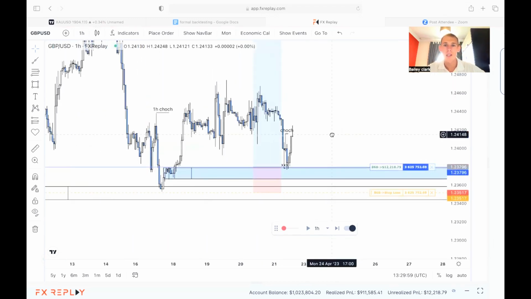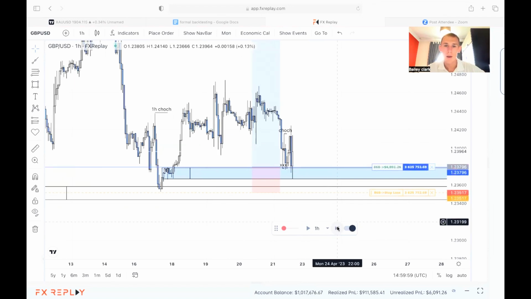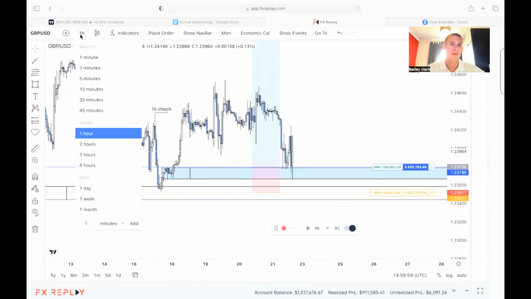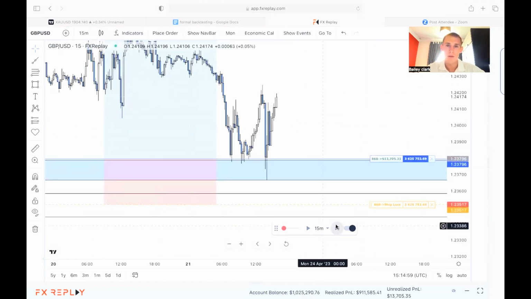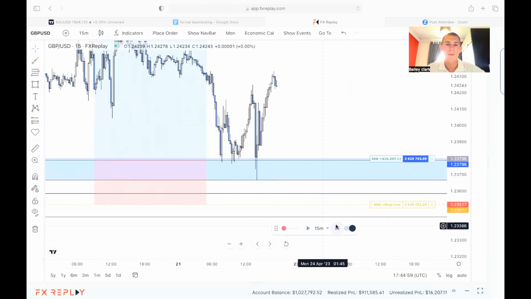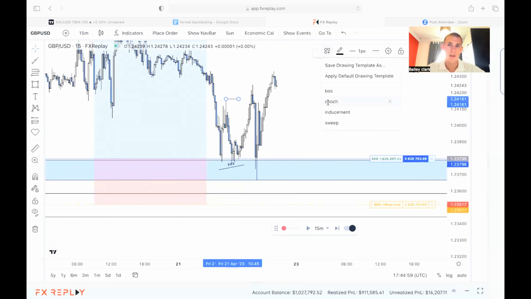I wouldn't scale into this though, as I don't see any clear POIs. And that is why that would have been taken out. Let's see what happens now. Now we've had all of this liquidity taken. We've had this change of character.